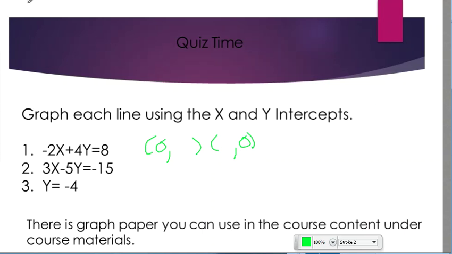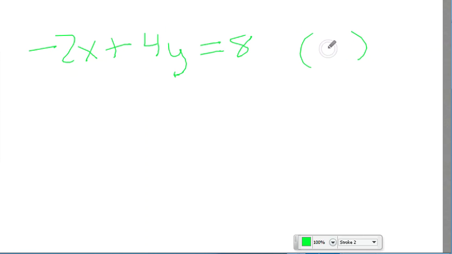I'm going to go ahead and put this on a new page so that we have some more space here. So if we have negative 2x plus 4 times y equals 8, we're going to let the x be 0 and solve for the y, and we're going to let the y be 0 and we're going to solve for the x.